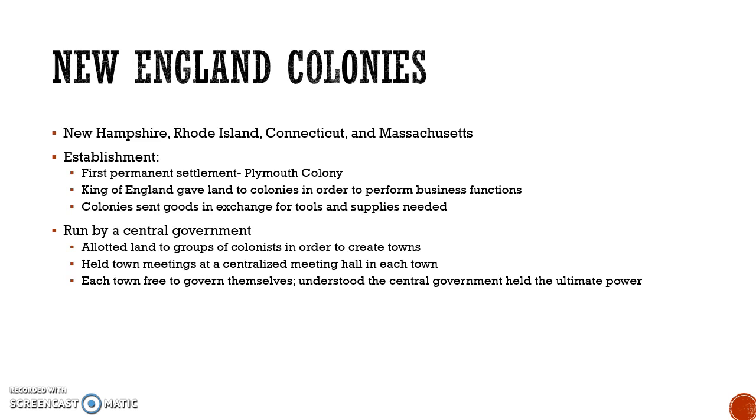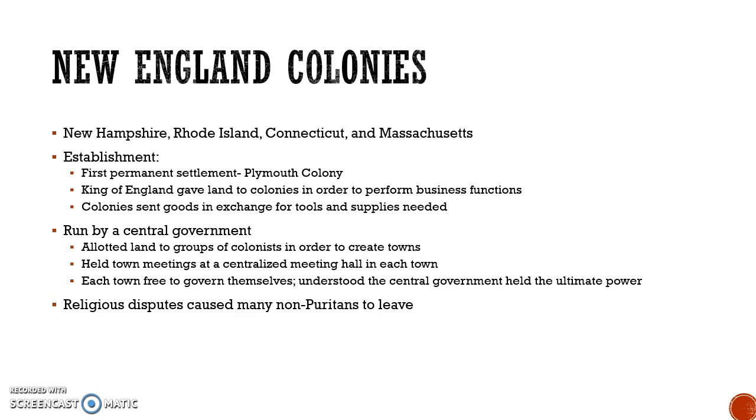These colonies were run by a central government, which gave land to groups of colonists, and these groups of colonists created smaller towns. These towns had sort of town hall meeting places where they could make laws and decide on how the colony should be run. Each town was essentially free to govern themselves as long as they accepted that the central government had more of the power and the King of England had the ultimate power.